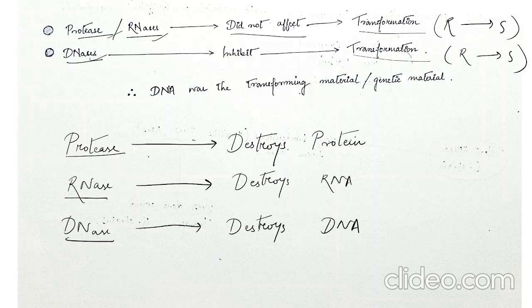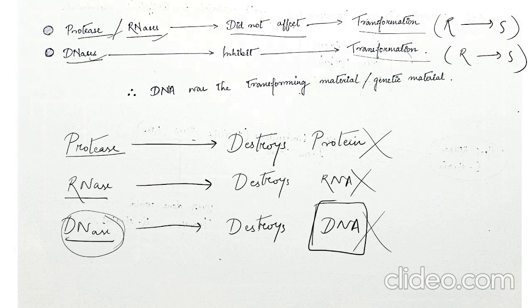Meaning, when they destroyed the protein and the RNA, transformation was not hampered. R to S transformation was carried on. But when they destroyed DNA, the transformation did not take place. That means something about this DNA was causing the transformation to happen. So whenever they put DNase into the medium, it destroyed the DNA, and that's why no transformation happened.